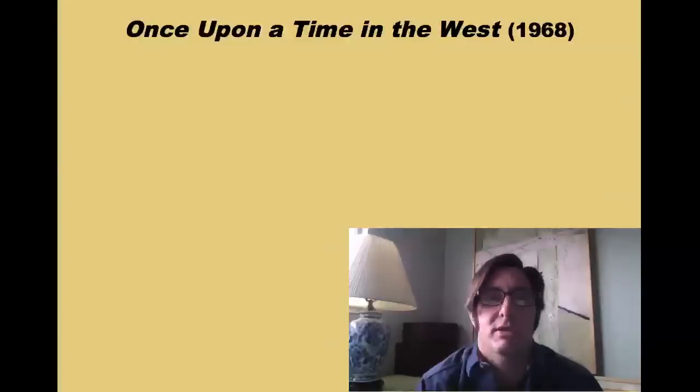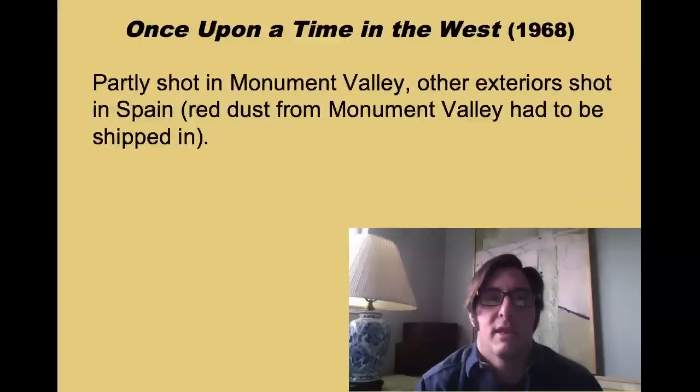So Once Upon a Time in the West is from 1968. It was partly shot in Monument Valley, like a lot of the John Ford Westerns. So there's a few scenes, a few wider shots where you get to see that.